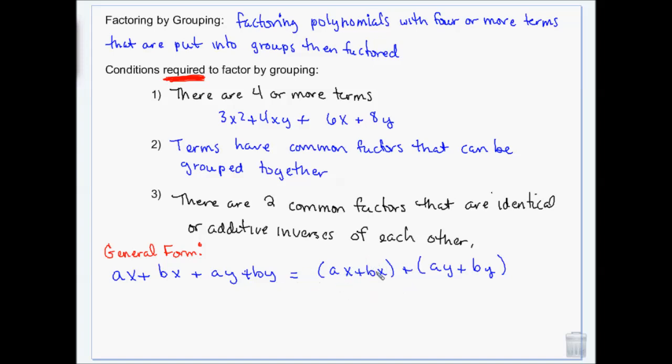So GCF, group common terms. I can group common terms, so I can factor an X out of those, and the other ones I can factor a Y out of. And then this part, the two common factors that are identical, that refers to this. This is the third rule.